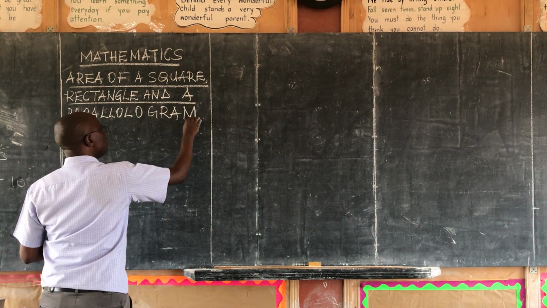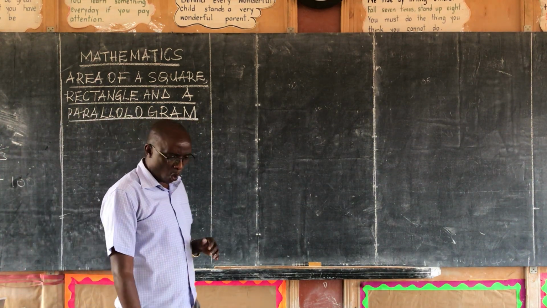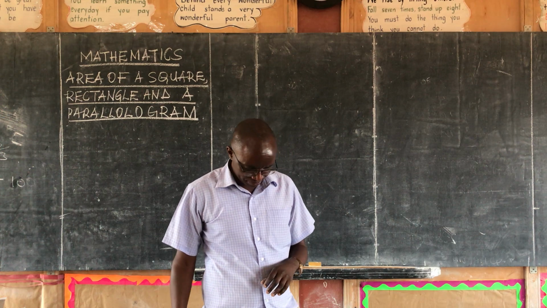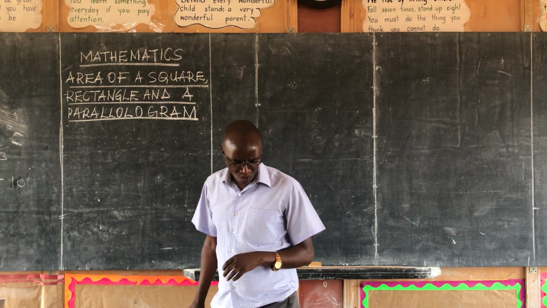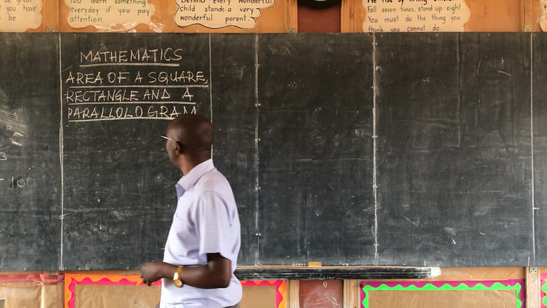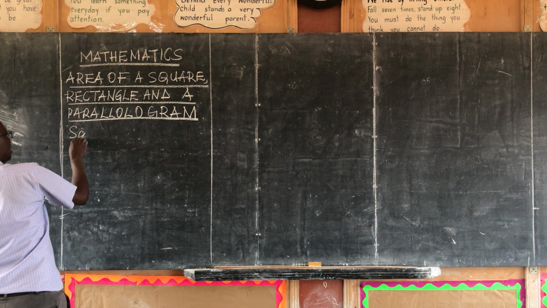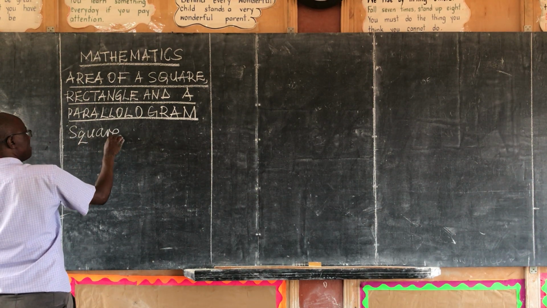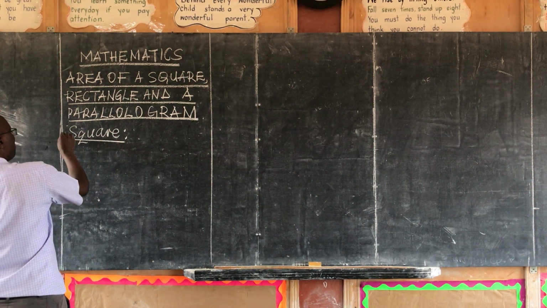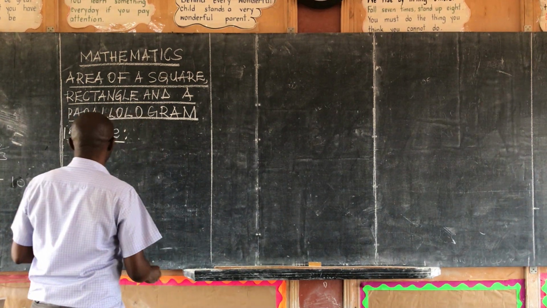Remember, we have been looking at the properties of quadrilaterals. We looked at all of them. So now we shall start with a square. We already know the properties of a square, so we are now going to find the area of a square.